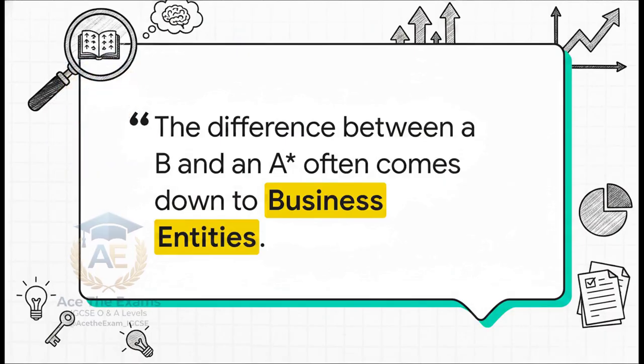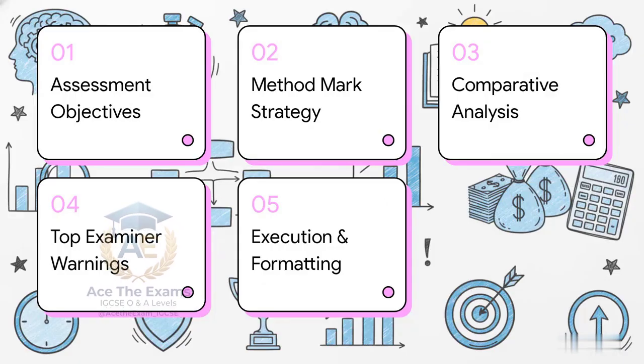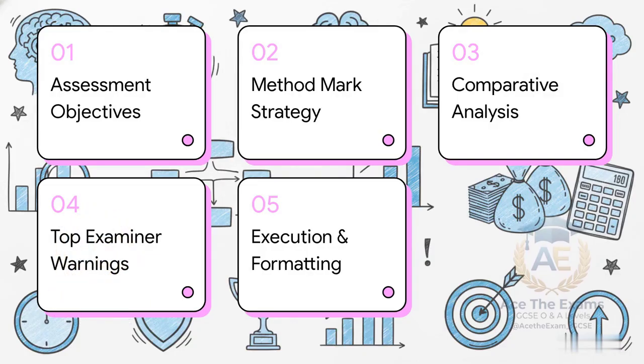We're going covert today, looking right inside the examiner's mind to see exactly where students drop marks and, way more importantly, where the top candidates pick them up. We're going to decode their expectations so you can deliver exactly what they want to see on your paper. Here's our quick agenda for today's session. First, mastering the assessment objectives. Second, the method mark strategy. Third, executing comparative analysis. Fourth, top examiner warnings. And finally, exam execution and formatting.